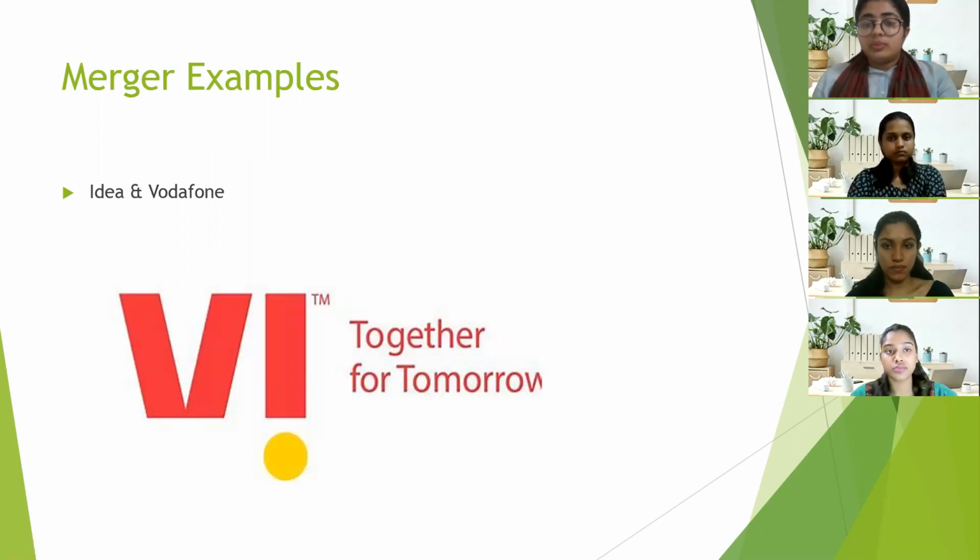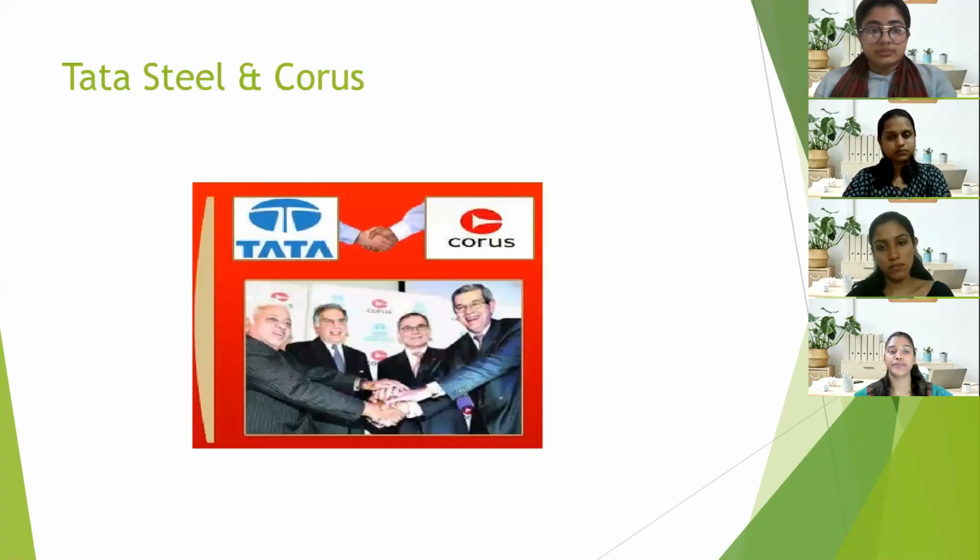The deal worked for both Idea and Vodafone, as Vodafone went on to hold a 45.1% stake in the combined entity, with the Aditya Birla Group holding a 26% stake, and the remaining held by Idea. So on 7th September, Vodafone and Idea unveiled their brand new identity, Vi, which marked the completion of the integration of the two companies.